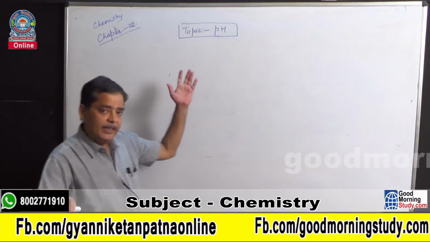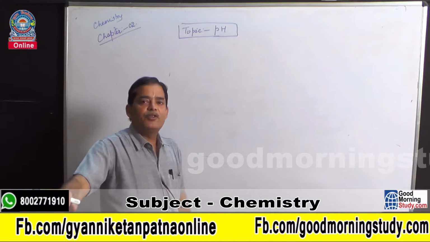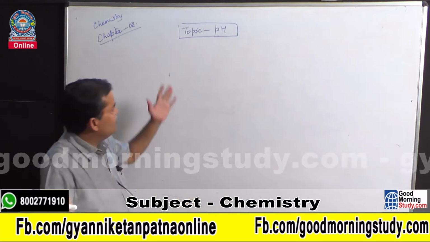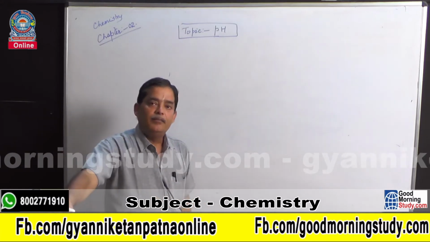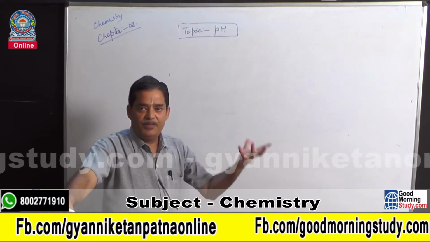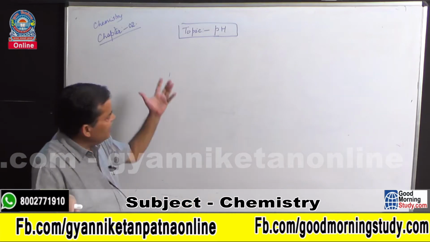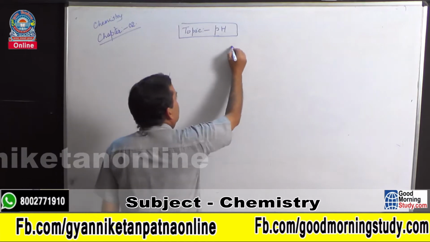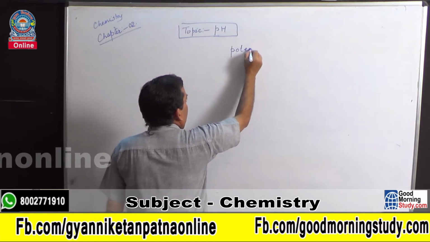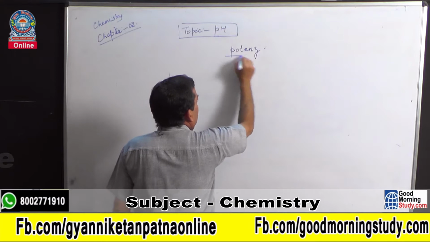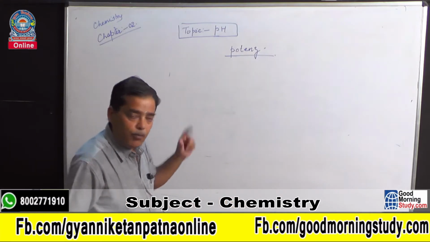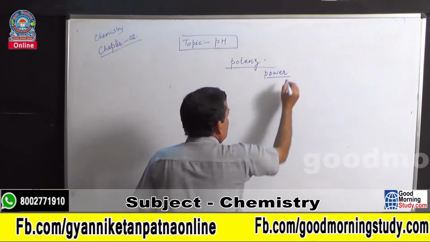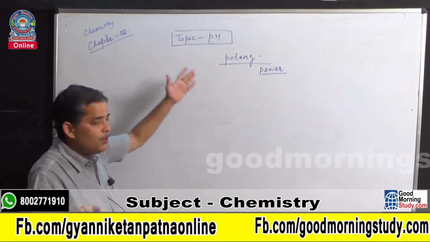Students, I have already explained the concept of acid and base in the previous video. Today, I am here to discuss the most important topic, pH. What do you mean by pH? Actually, pH is derived from the German word potenz. Now, what is the meaning of potenz? Potenz means power. So, it is also known as power of hydrogen.